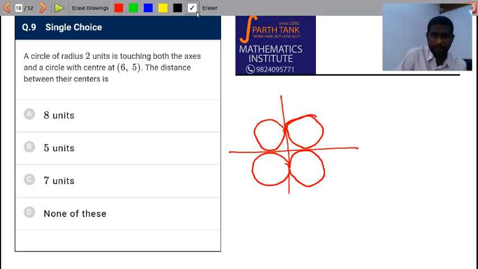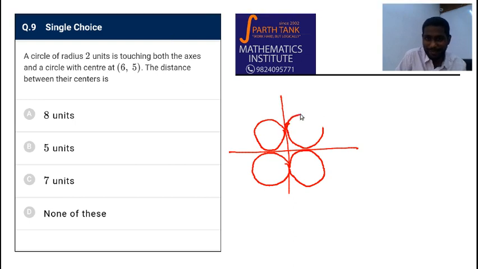Okay, I can't bear seeing this as a circle, so let me correct it a little. Now which of these four circles would it be? It has radius 2 and touches the axis, and it also touches a circle with center at (6, 5). So imagine there can be a circle here at (6, 5), and it touches this like this.